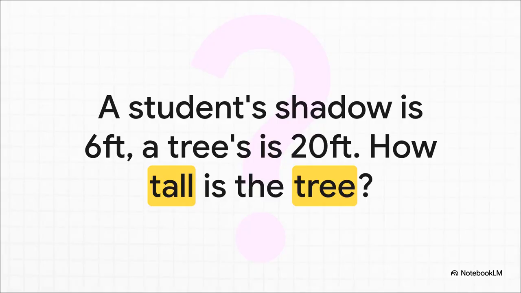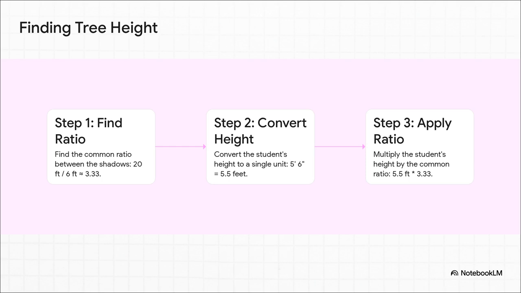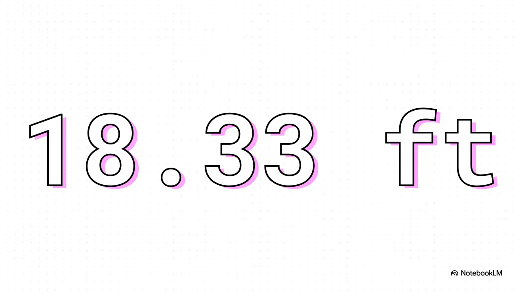Okay, here's a classic one you might have even seen in a math class. You've got a student who is 5'6" and casts a 6-foot shadow. At the same time, a tree nearby casts a 20-foot shadow. How in the world do we figure out how tall that tree is? The key here is that the sun's angle creates 2 similar triangles. That means the ratio between their shadows is the exact same as the ratio between their heights. So all we have to do is find that common ratio by dividing the shadows, and then just apply that same number to the student's height. And we find out the tree is just a bit over 18 feet tall.